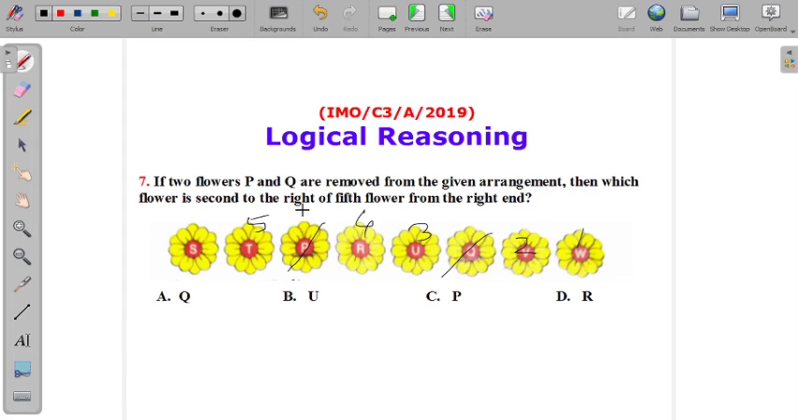Then which flower is second to the right of the fifth flower? From this fifth flower, the first flower is this one, and this one is the second flower. So what is the second flower? The second flower is U. So option B will be the correct answer. Come to the next question.